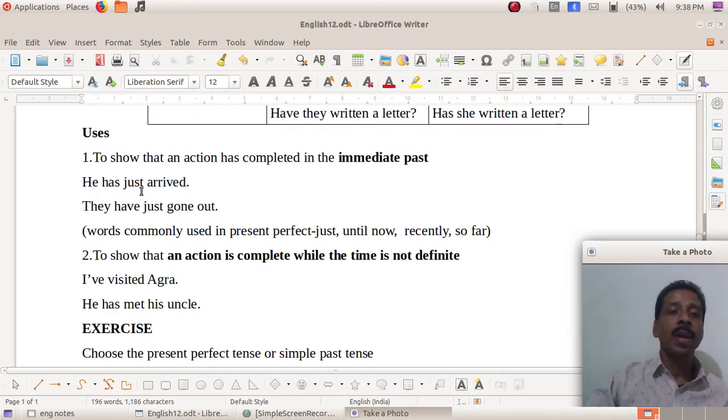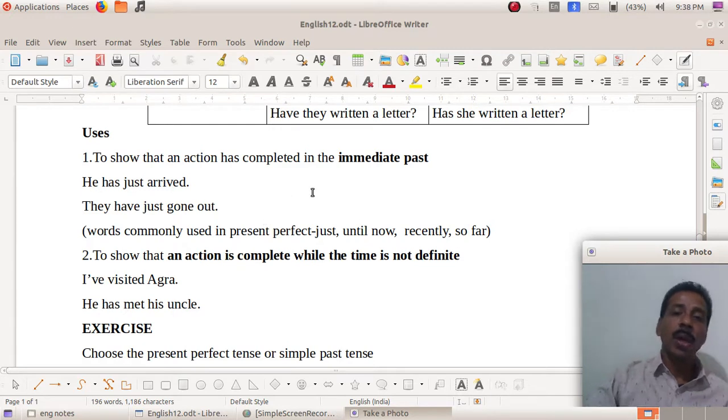So he has just arrived. So it's a fact that the person arrived there, but it's only a few minutes back. So that's why we use the term immediate past. He has just arrived. അവൻ ഇങ്ങോട്ട് എത്തിയതേ ഉള്ളൂ അല്ലേ, എത്തിയിട്ട് അധികം നേരം ആയിട്ടില്ല. ആ ഒരു മീനിങ് ഉള്ളതുകൊണ്ടാണ് we use present perfect to show that immediate past. They have just gone outside.